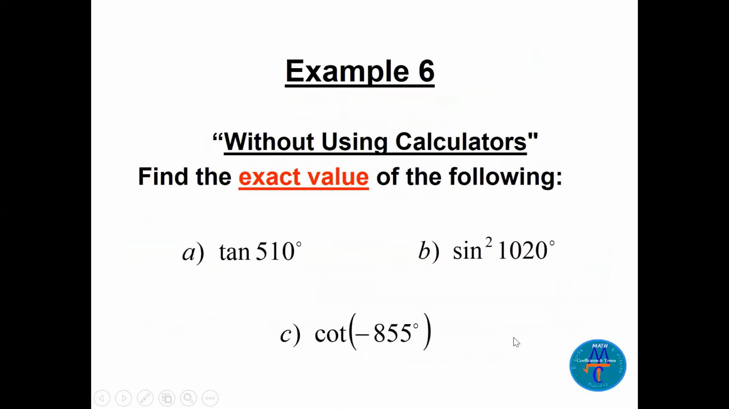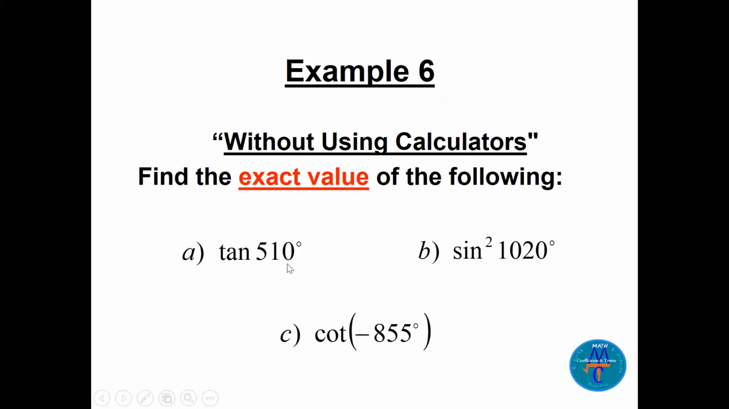Let's see 3 questions now. Really nice. Tan 510, sine squared 1020, cotan of minus 855. Please try to understand these 3 parts, and you can do many other similar questions.